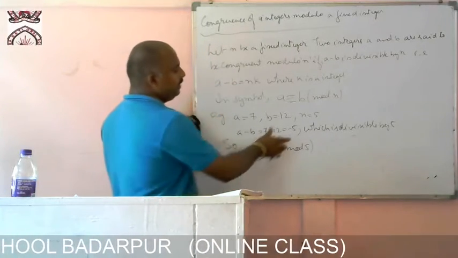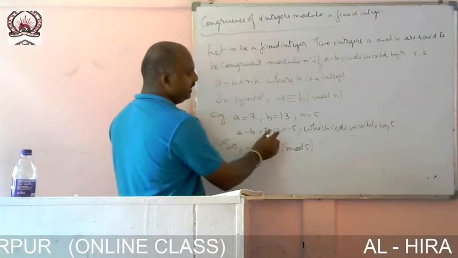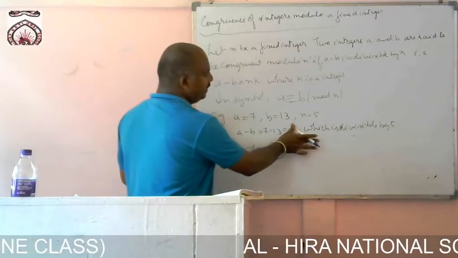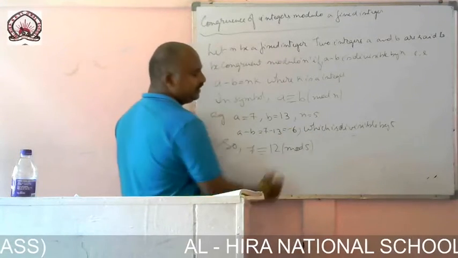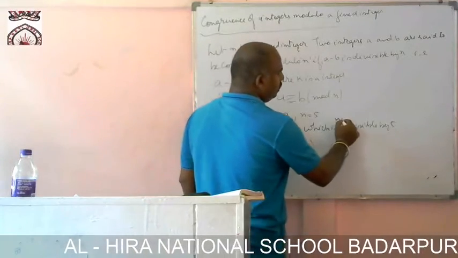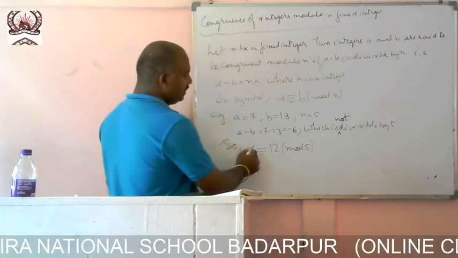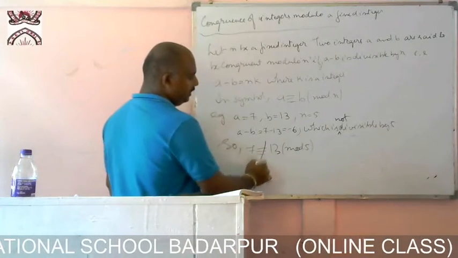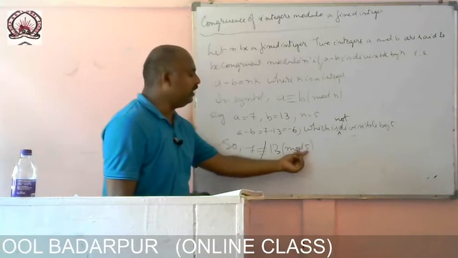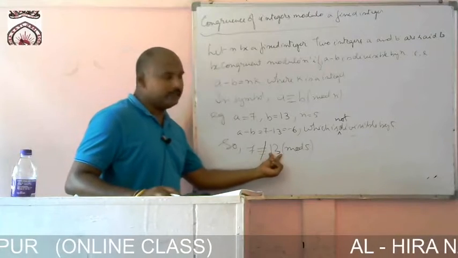Now if I take b equal to 13, then 7 minus 13 equals minus 6, which is not divisible by 5. Then we can say 7 is incongruent to 13 mod 5.